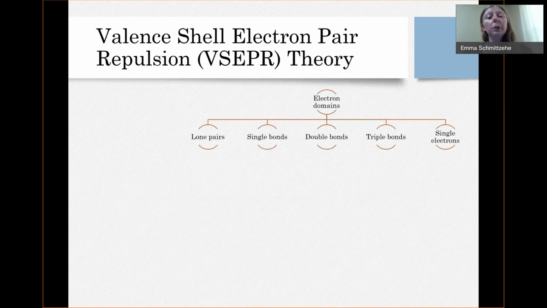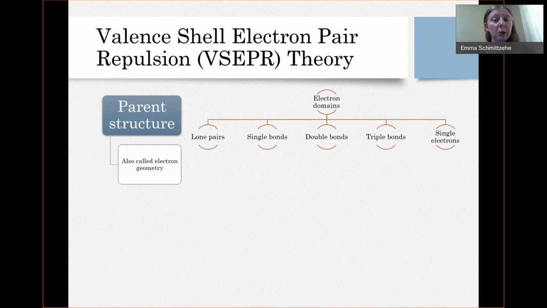Now, when you apply valence shell electron pair repulsion theory, you have to be focused on some central atom, and then you count how many electron domains are on that central atom. That helps you predict what we would call the parent structure, which sometimes we also call the electron geometry, or electron group geometry, or electron domain geometry. I'll try to stick with parent structure, but I do tend to call it electron geometry as well. So be aware that that's what that is talking about.